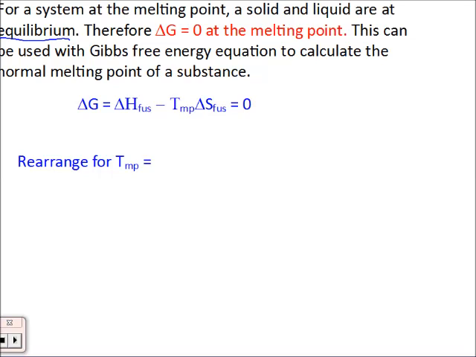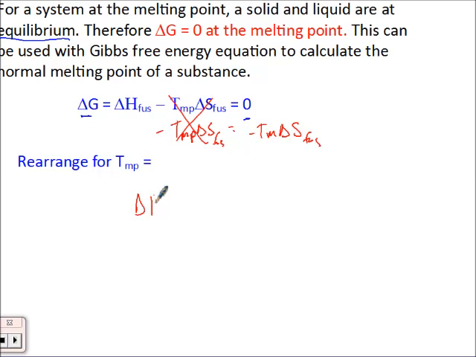So what I've done here is I've set delta G equal to 0. And I'm going to use this equation. Now I can rearrange this equation to find the melting point. So I'm going to subtract T melting point times delta S from both sides. I'm going to show you algebraically how this works. Okay, so this is going to cancel.